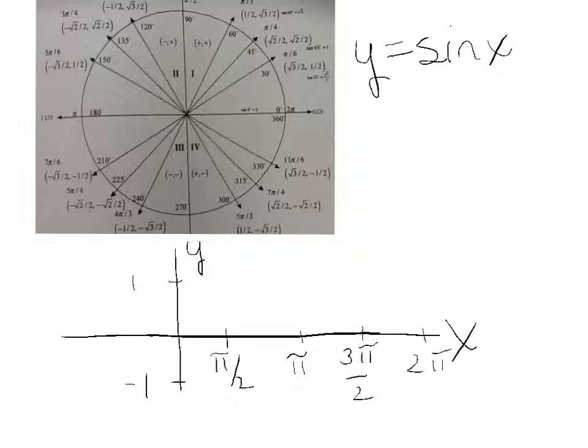So first of all, the sine of 0 is what? It's 0. If you think about the point for 0, it's associated with the point 1, 0. And so the sine is the y value, so the sine is 0. What's the sine of pi over 2?